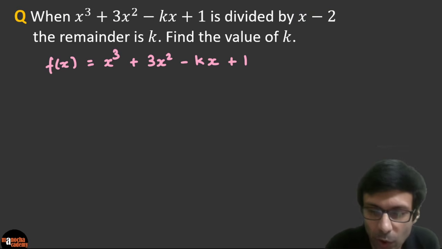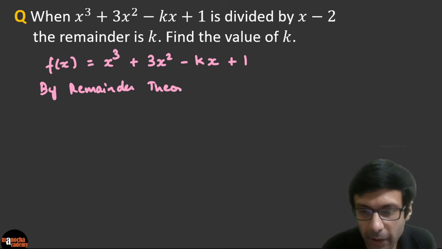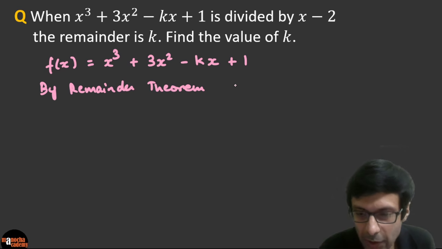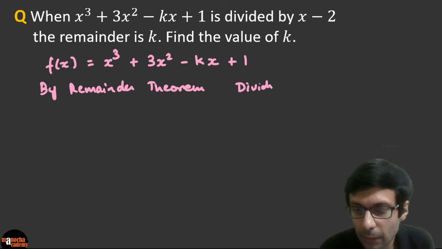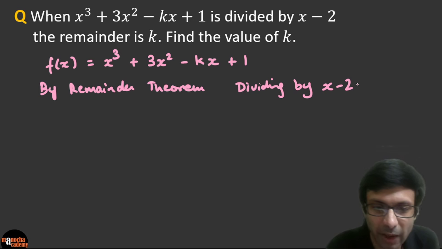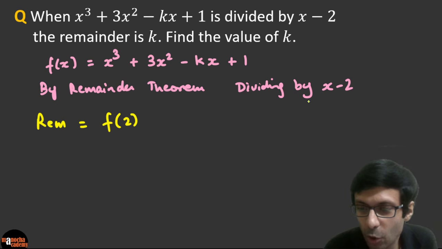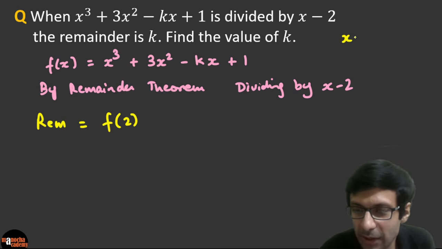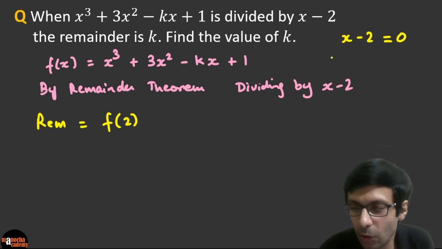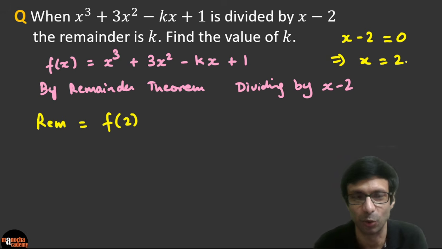So by remainder theorem, what can we say? Since we are dividing by x minus 2, what is the remainder going to be? Our remainder is going to be f(2). How do we know that? Because x minus 2 is the divisor, so you set x minus 2 to be 0, or x is equal to 2. So we basically need to substitute 2.